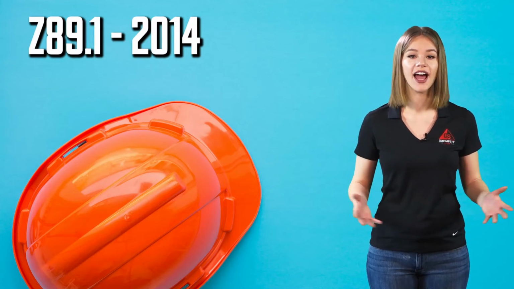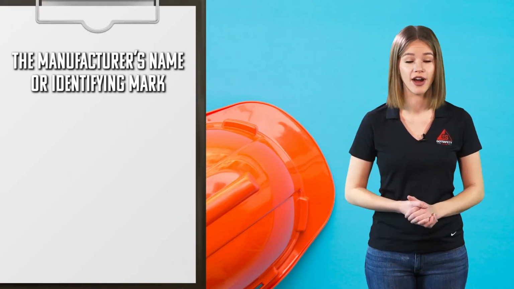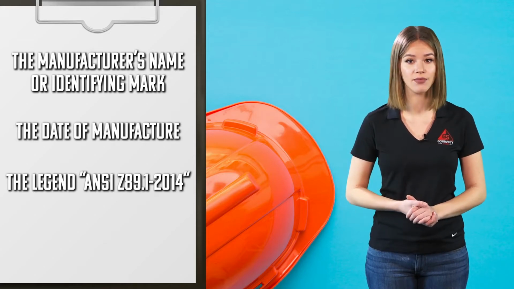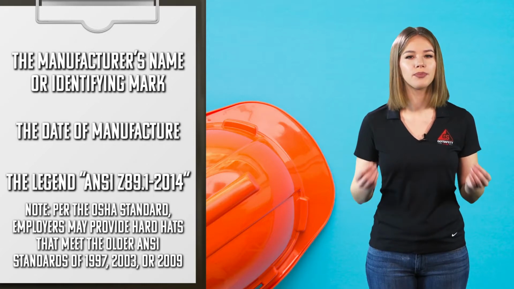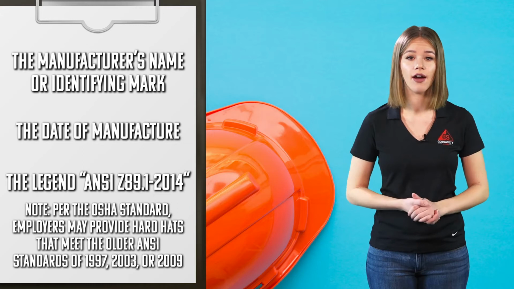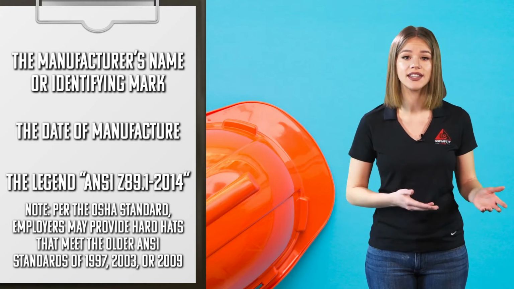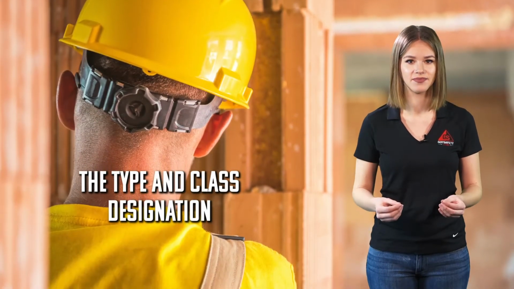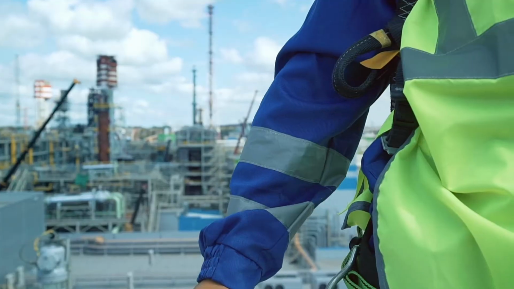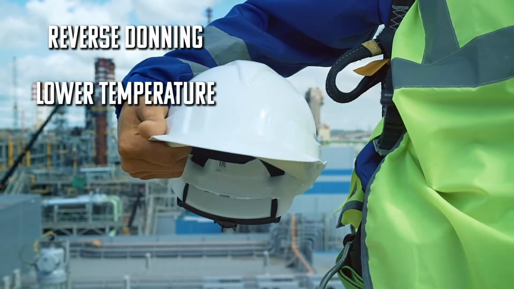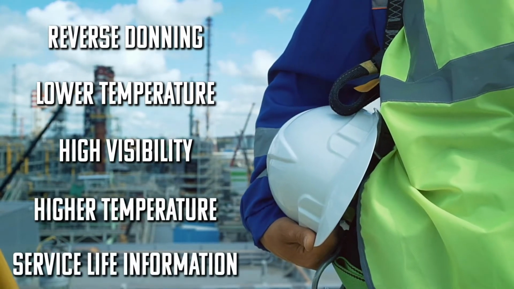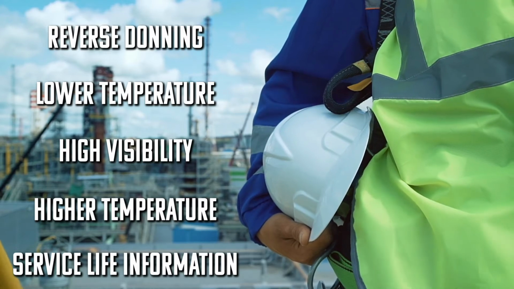For this standard, hard hats should have the following marking information: the manufacturer's name or identifying mark, the date of the manufacture, the legend ANSI Z89.1-2014. Note, per the OSHA standard, employers may provide hard hats that meet the older ANSI standards of 1997, 2003, or 2009. Also required are the type and class designation, the approximate head size range, optional markings for reverse donning, lower temperature, high visibility, higher temperature, and service life information, i.e., when the hat was manufactured and when the hat should be taken out of service.